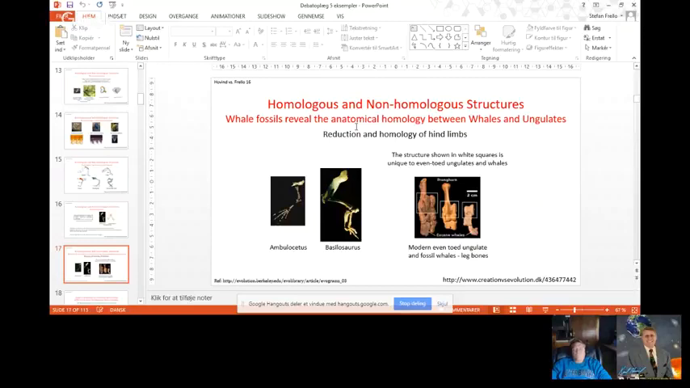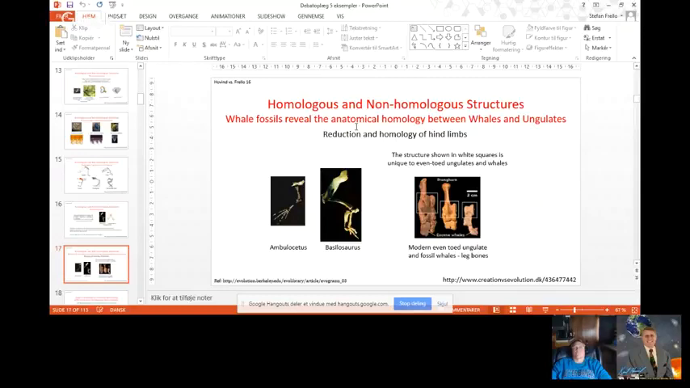Also, when you look at various structures over time in fossils, sometimes you can follow the reduction of these structures. The Ambulocetus, the fossil leg to the left, and the Basilosaurus are both extinct species of whale, and you can see that it is more or less the same structure, but in the Basilosaurus it's much more reduced.